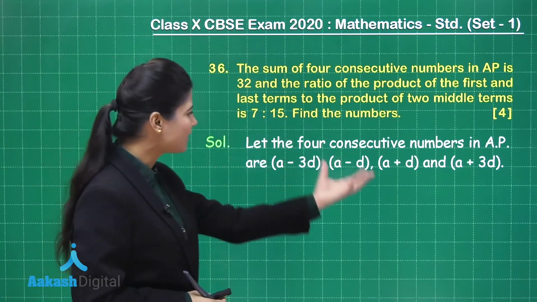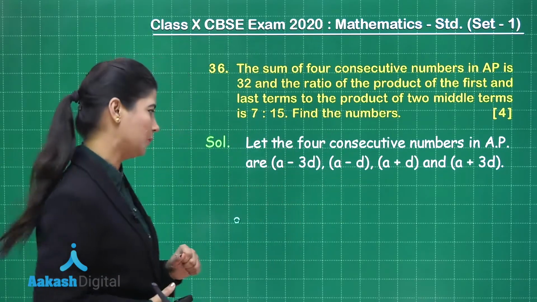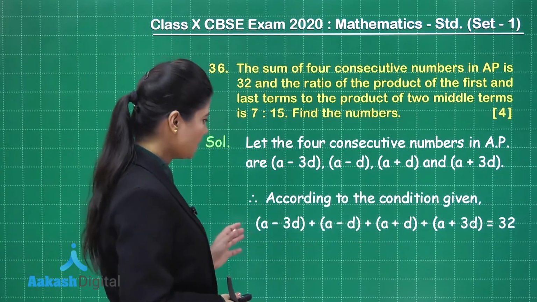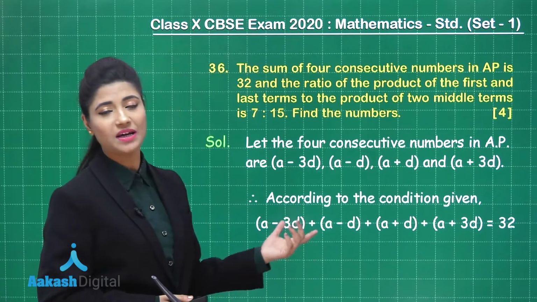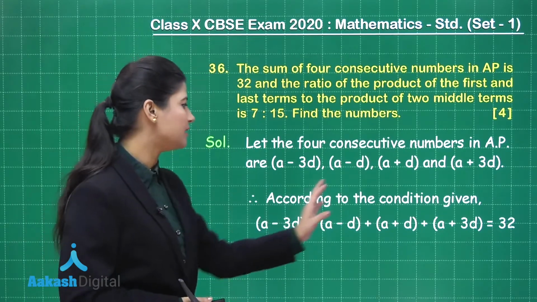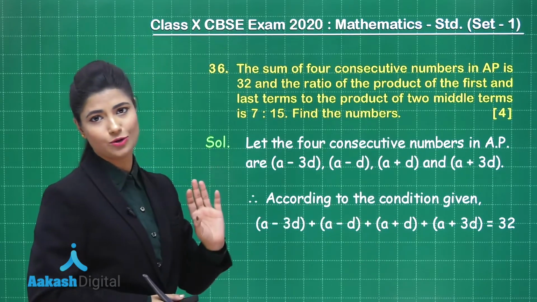So let's add all these and equate it to 32. So according to this condition, we get the sum total as 32. So you can clearly see this equation is in terms of A and D, where you will find plus D minus D will get cancelled and plus 3D and minus 3D will also get cancelled.